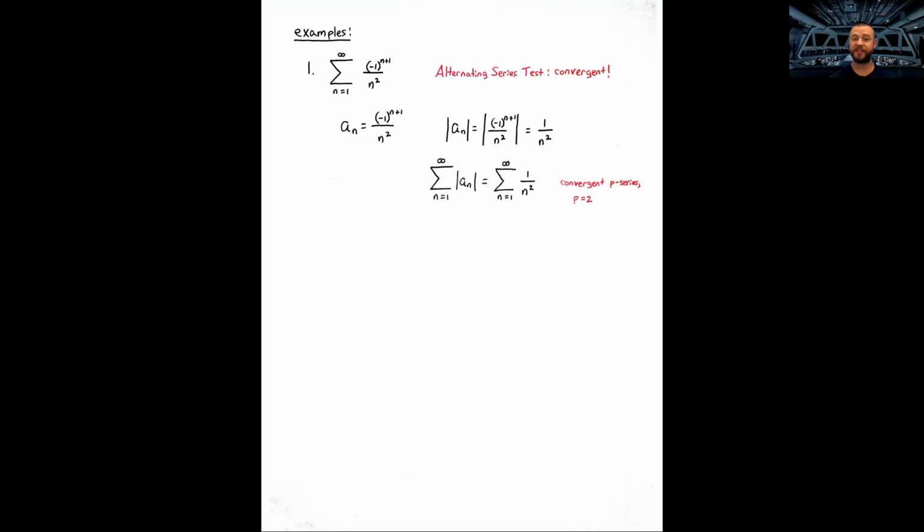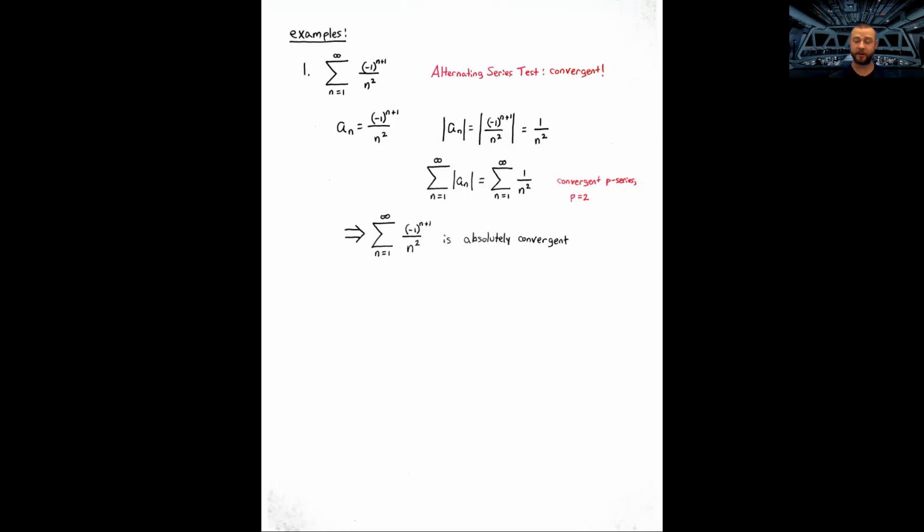Now what this tells us is, because the terms in absolute value lead to a convergent series, our infinite series is absolutely convergent, since the infinite series with the absolute value of terms is convergent.